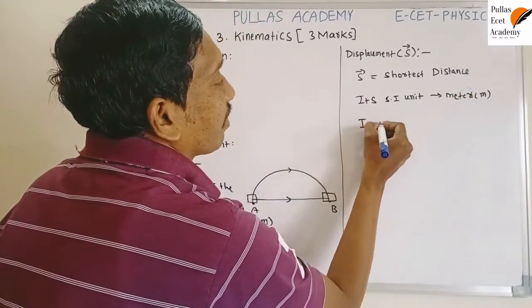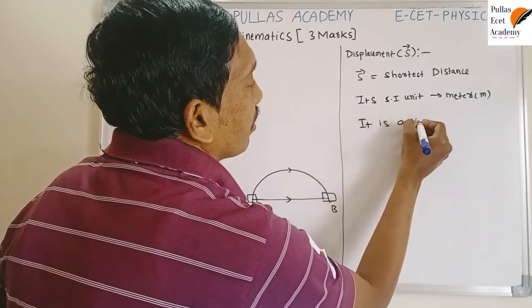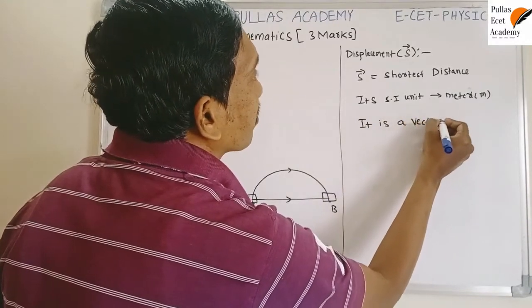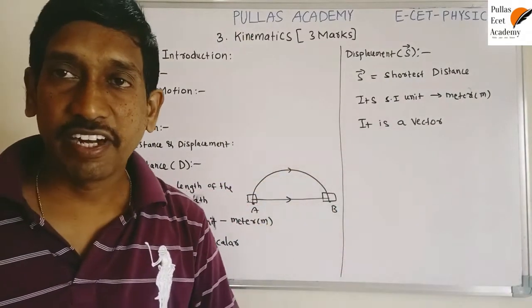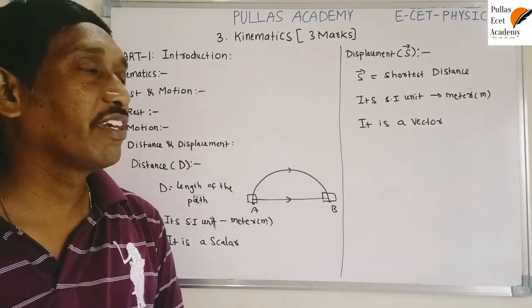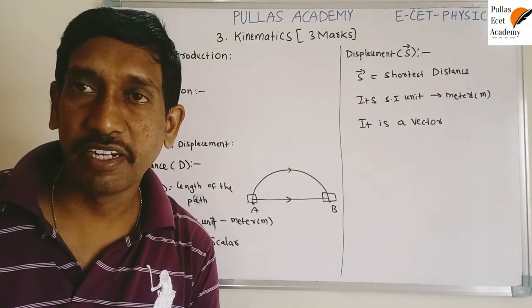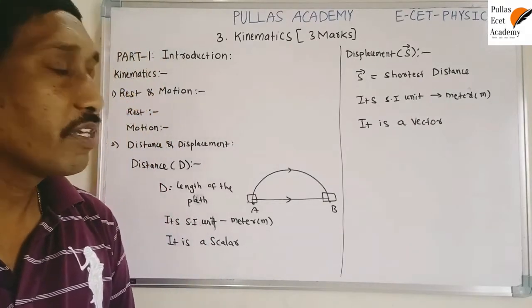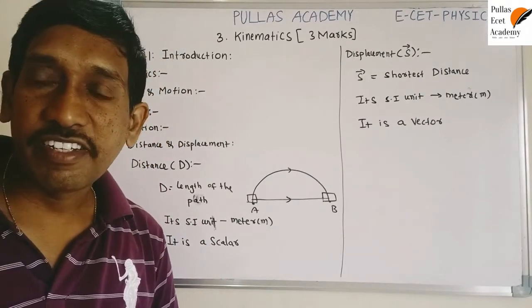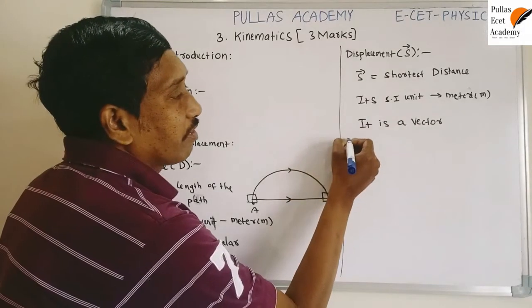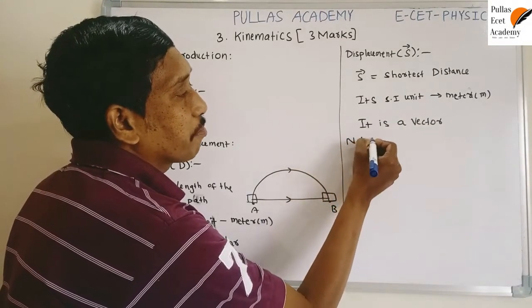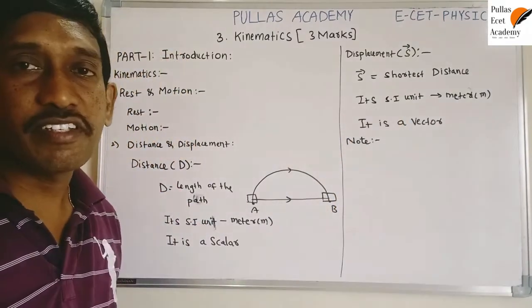It is a vector. That's the difference. Distance is scalar but displacement is a vector. That's the difference between distance and displacement. Okay, now in this way you understood the difference between distance and displacement. So what are the important differences between distance and displacement? Simple differences, listen to me.